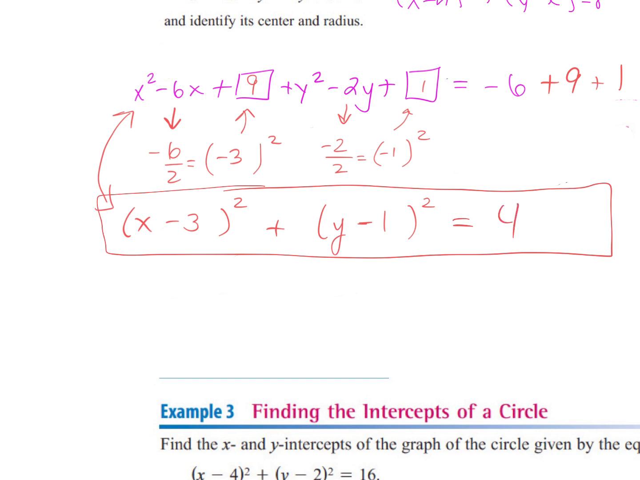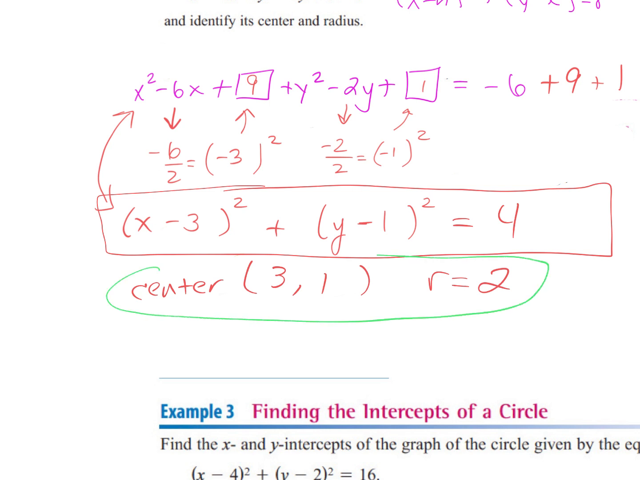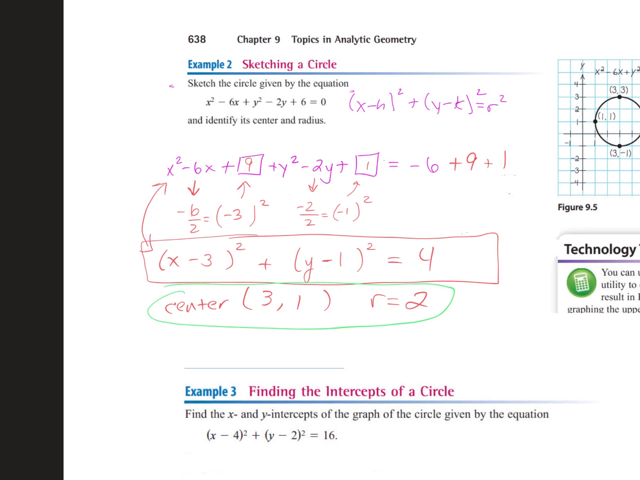You now know everything about the circle. What is the center? Your center's at what? When you take it out of the equation, what do you do to the signs? So it's at 3, 1, and what is your radius? 2. Perfect. How'd you get 2? You take the square root, because in the formula, it's radius squared.